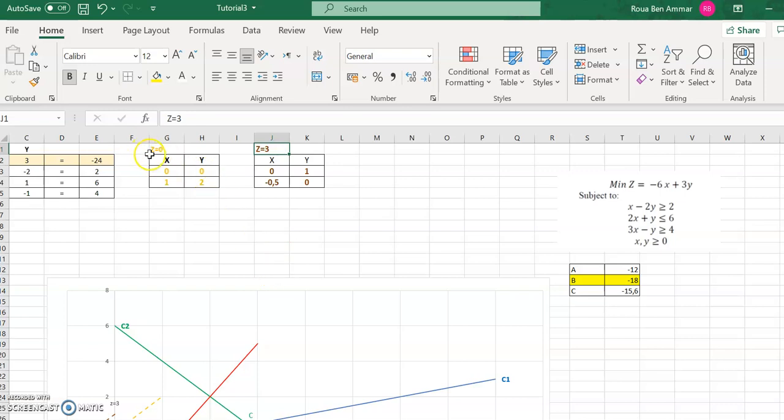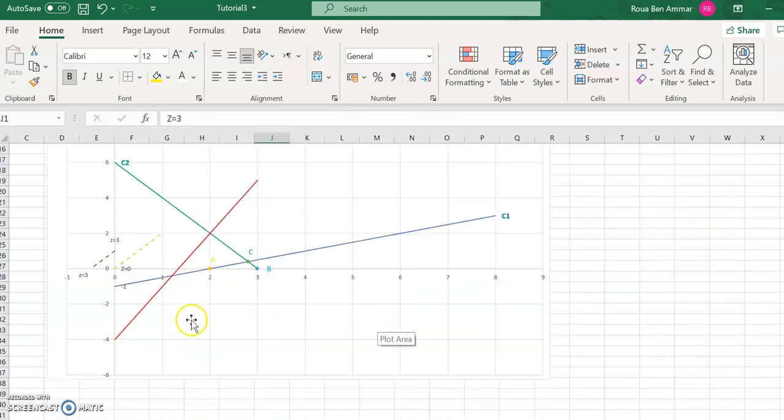Of course, to represent any line, we need 2 points. To represent z equal to 0, we chose 2 points of coordinates (0, 0) and (1, 2). To represent z equal to 3, we are going to use the 2 points of coordinates (0, 1) and (-0.5, 0). So, what these two lines tell us is that as we go from the right-hand side to the left-hand side, z gets bigger.